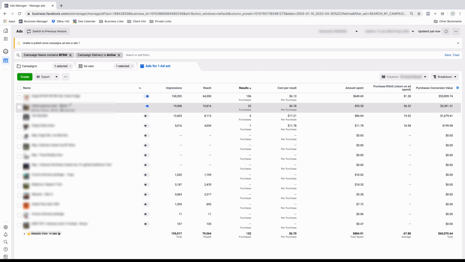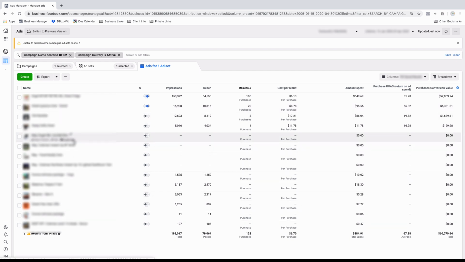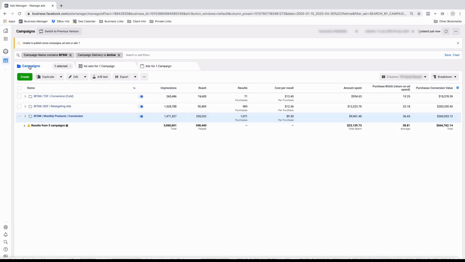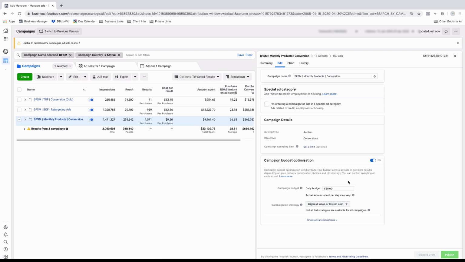Still having a look at March, you can see most of these are off. I'm not running all of them. I've chosen selective ones to keep running because they were doing well. The reason that I can do that is because our budget is sitting at campaign level. So remember in here, we had our budget sitting at campaign level. This means all the budget that is running to those ad sets is coming from the same place. And from here, this is where it's going to be split up and sent to those different ad sets.